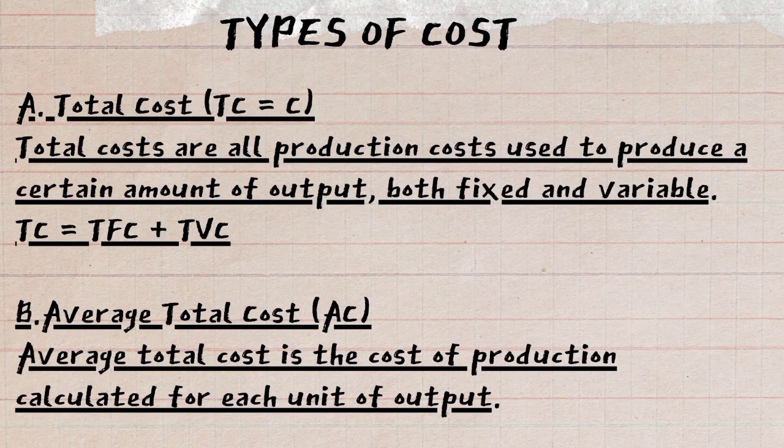And the second one is type of cost. A. Total cost, or TC. Total costs are all production costs used to produce a certain amount of output, both fixed and variable. Or TC is TFC plus TVC. And B. Average total cost, or AC. Average total cost is the cost of production calculated for each unit of output.